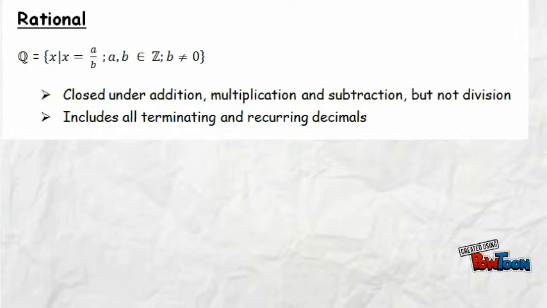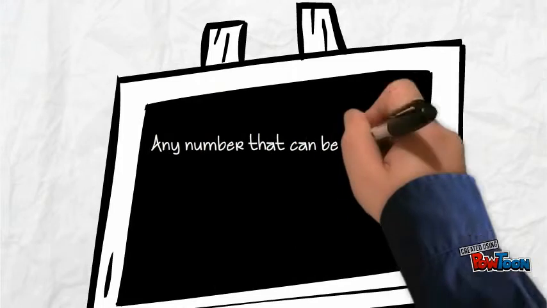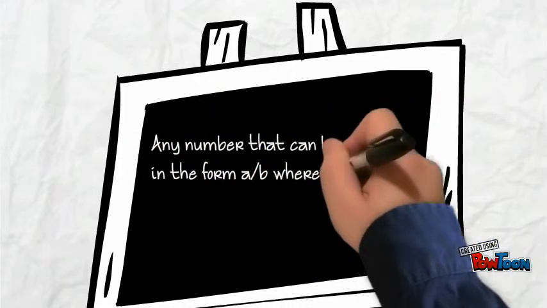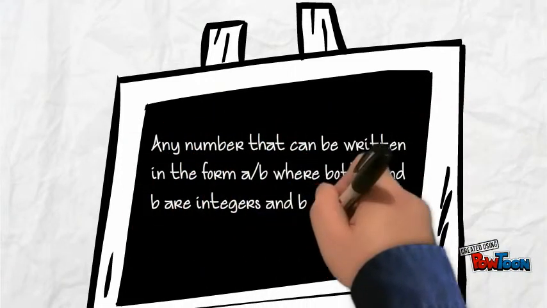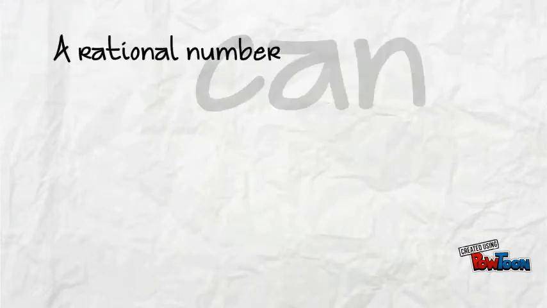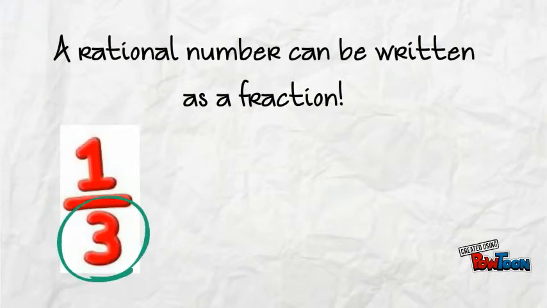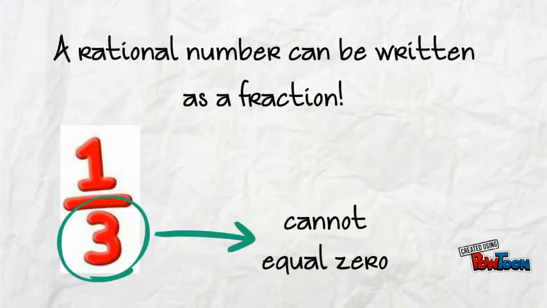The definition, which you may be familiar with, is that a rational number is any number that can be written in the form a over b, where both a and b are integers and b does not equal 0. What this ultimately means is that a rational number can be written as a fraction, but the denominator, the number at the bottom of the fraction, cannot be 0 because that would make the number undefined or non-real.